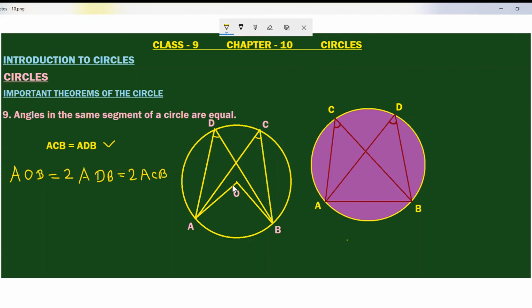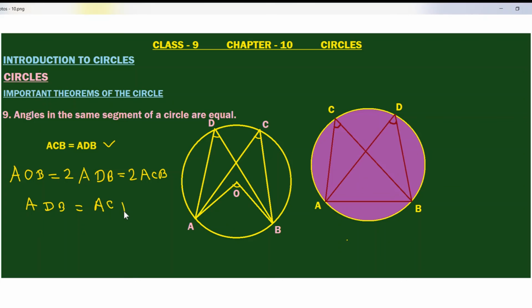Right. So now this is our equation. AOB is equivalent to 2ADB is equivalent to 2ACB. Now we need to cancel these two. If we cancel these two, what we will get? ADB is equivalent to ACB. Right.